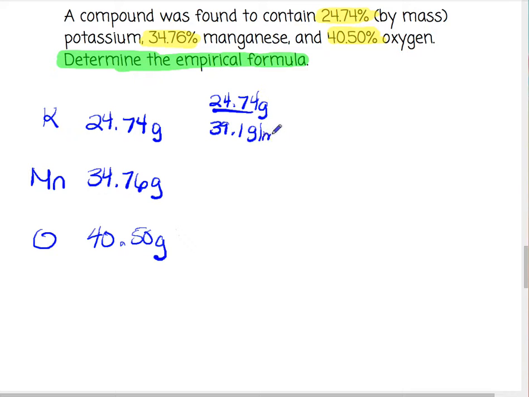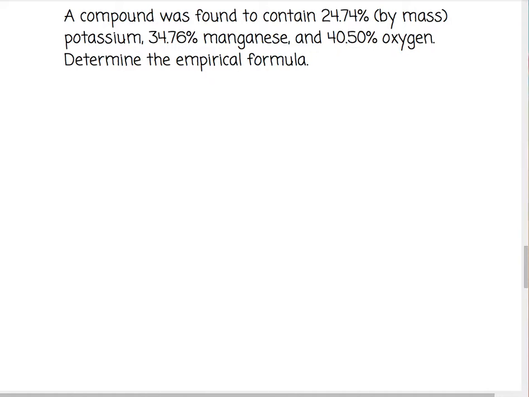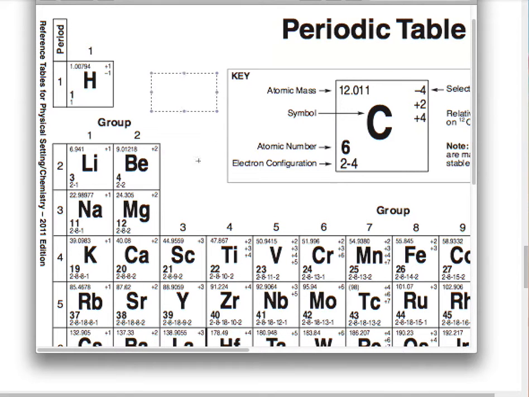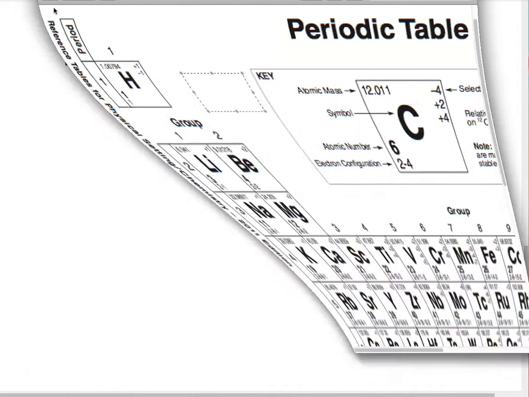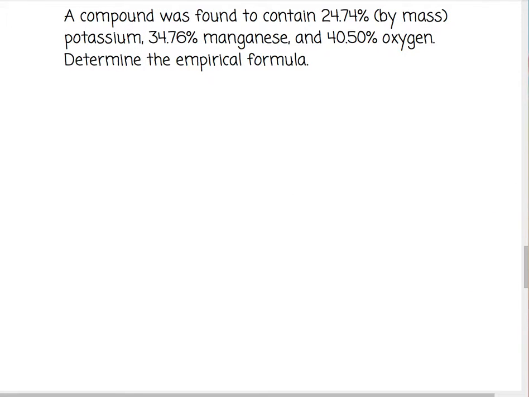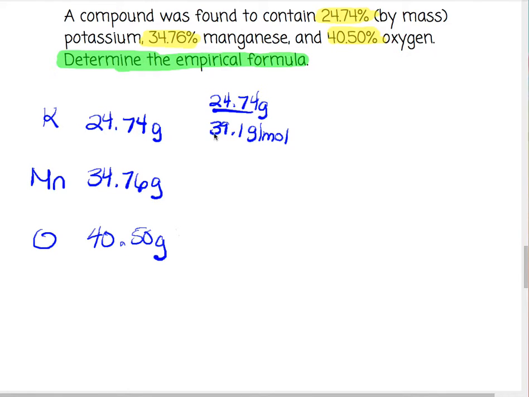grams per mole. Okay? If you do not know where that number came from, what I suggest you do is you take out your periodic table, which I will show you right now, and you look at potassium, which is right here, 39.09, and round that to the nearest tenth, 39.1. And when you get 39.1, that's the number that I put right here, 39.1 grams per mole.